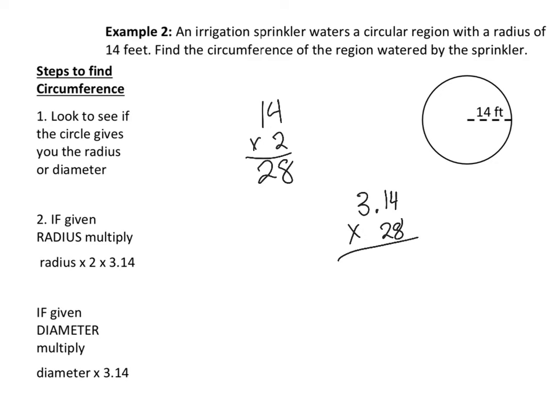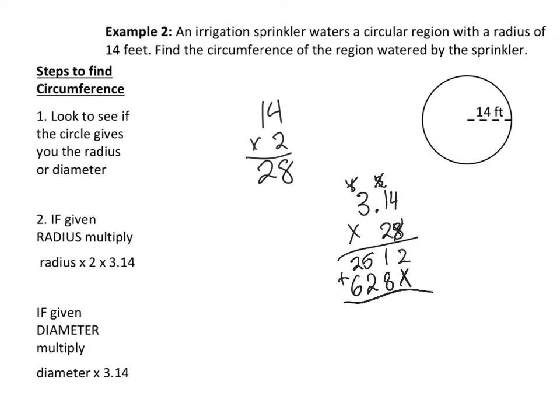8 times 4 is 32. Put a 2, carry the 3. 8 times 1 is 8, plus 3 is 11. Put the 1, carry the 1. 8 times 3 is 24, plus 1 is 25. We are done with the 8. Now we put an x or 0 for place value. 2 times 4 is 8. 2 times 1 is 2. 2 times 3 is 6.